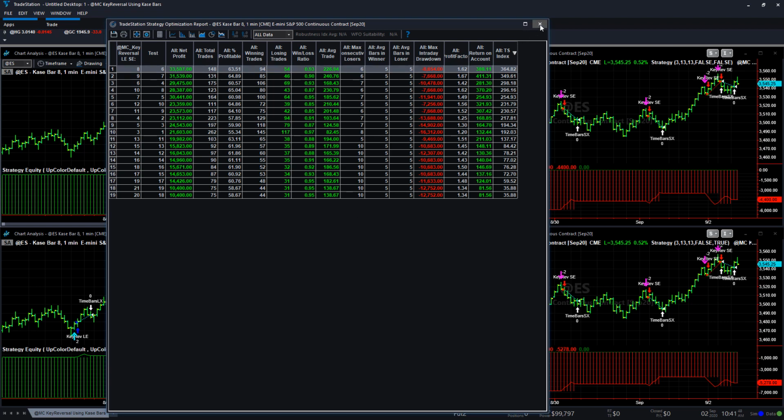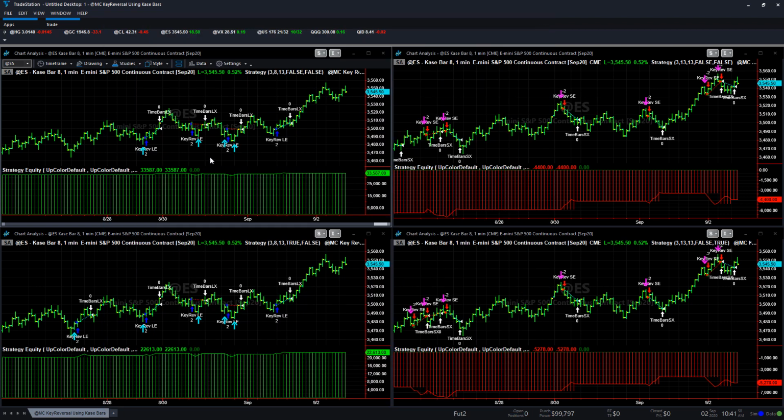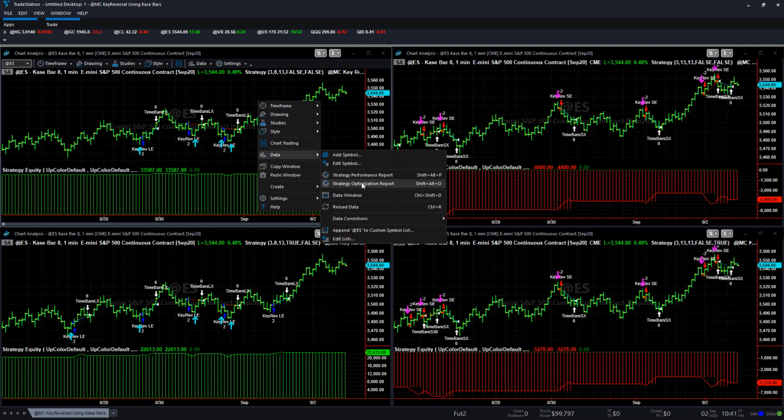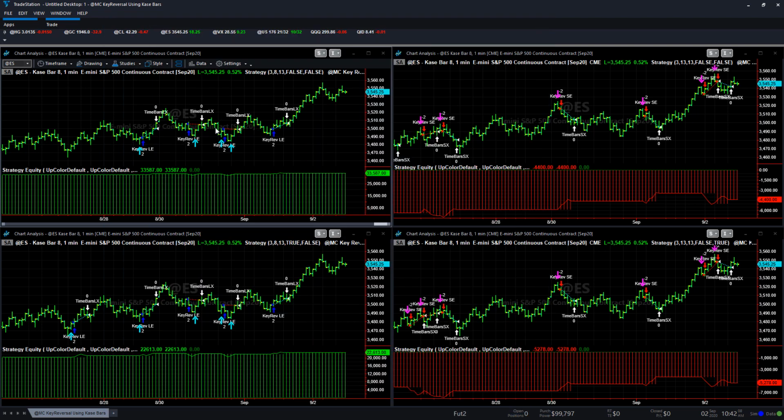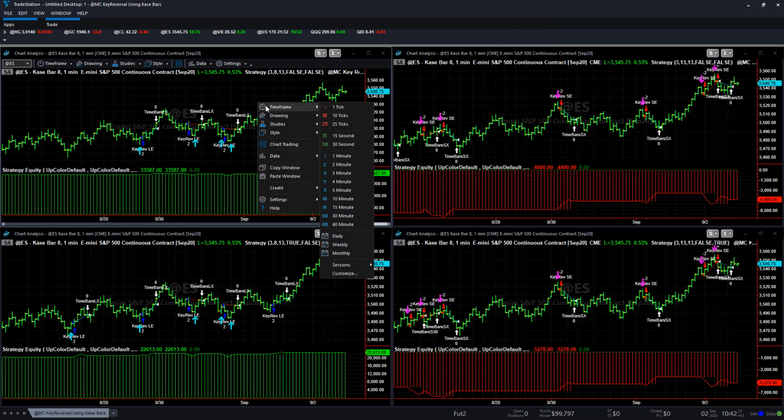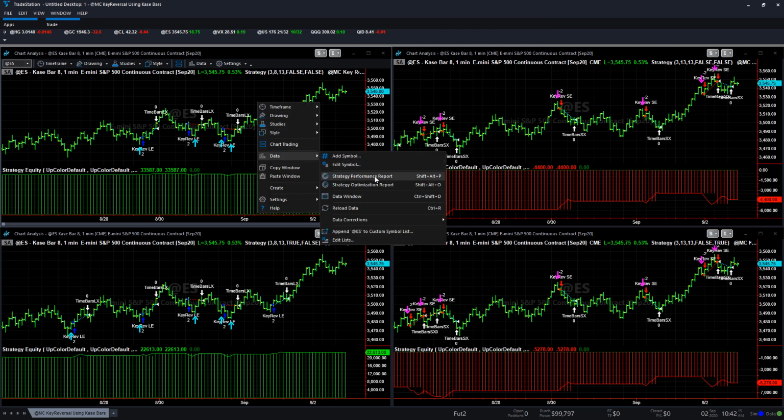So that's the idea. Once we have phase 1 testing done, let's go back to that for just a quick second. Data and strategy optimization report. You'll notice 8 was the best test there. So that's what we're going to explore, a look back of 8 bars on an 8-point case bar. I'm going to right click and go to data and performance report.